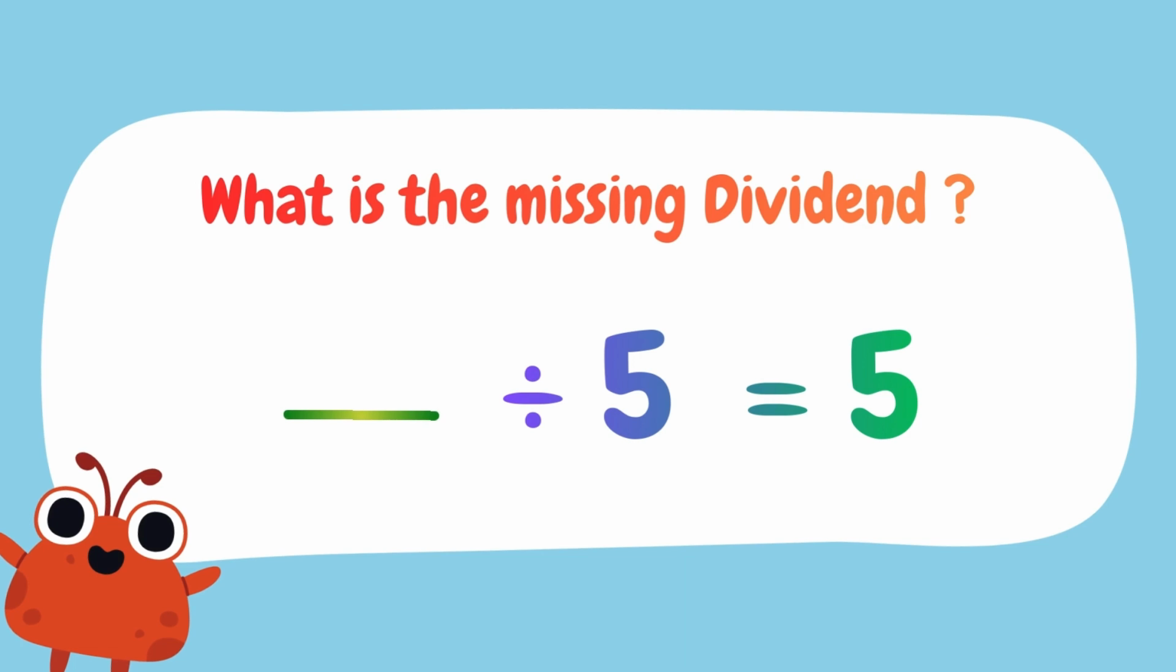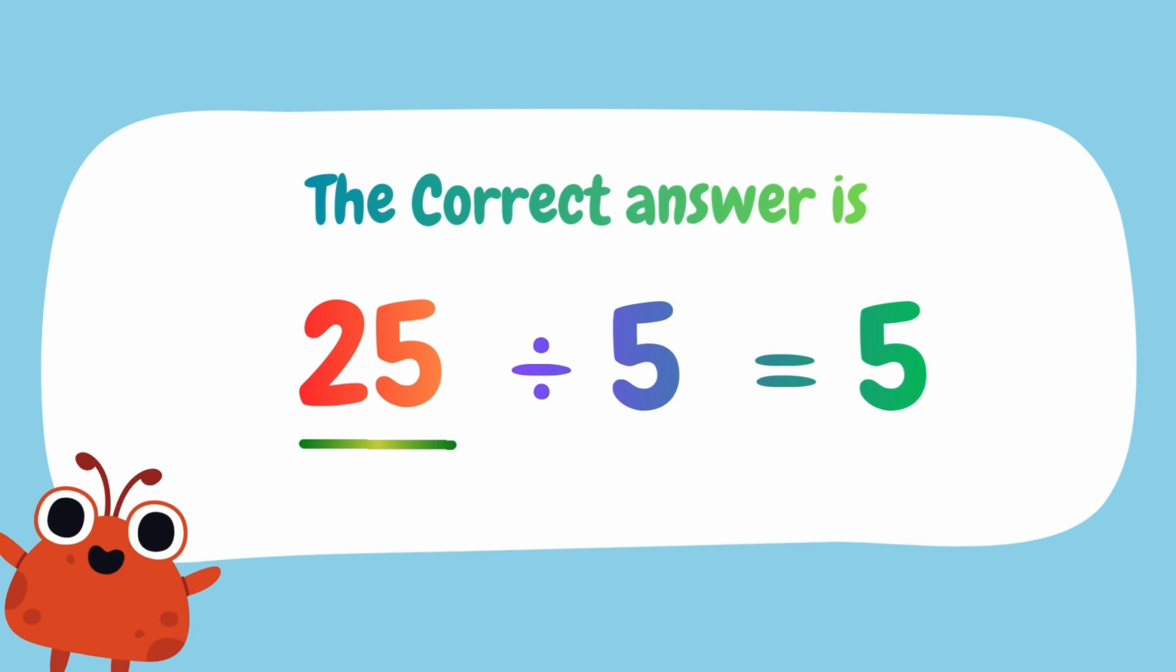What is the missing dividend? The missing number is 25. 25 divided by 5 equals 5.